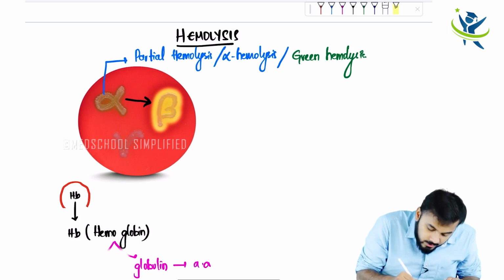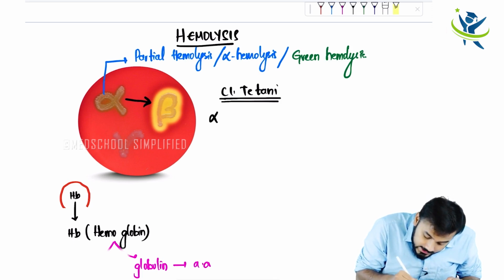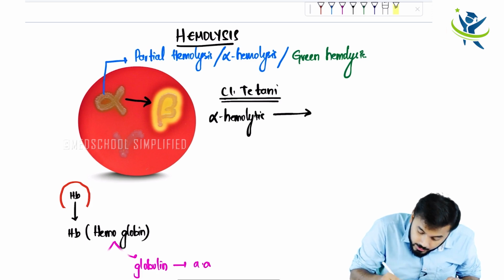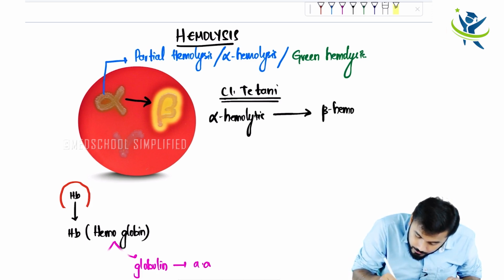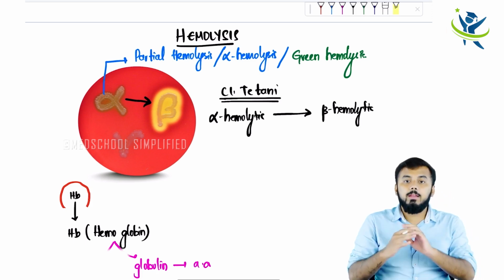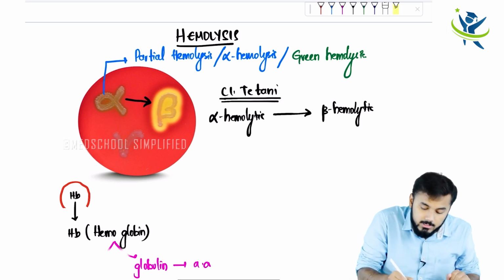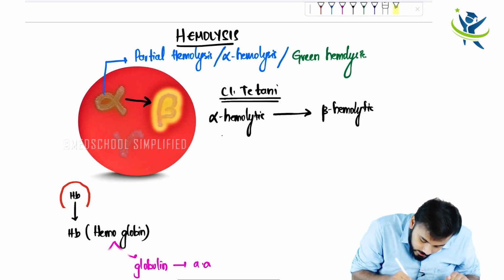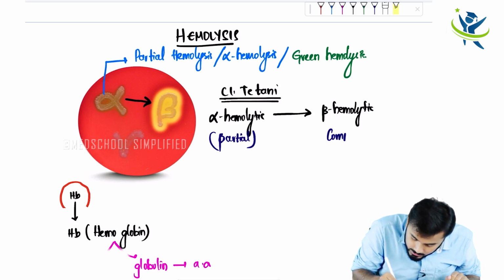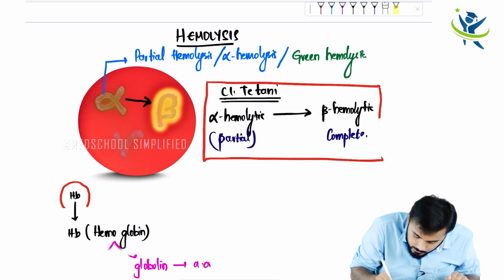Right. So Clostridium tetani, if I ask you what is the property, Clostridium tetani is alpha hemolytic, but later on it will be converted to beta hemolytic bacteria. Why? Because it is breaking down all the RBC. That is why it is converting from partial hemolysis to complete hemolysis. So can I write that it is converting from partial hemolysis to complete hemolysis? Partial hemolysis to complete hemolysis.